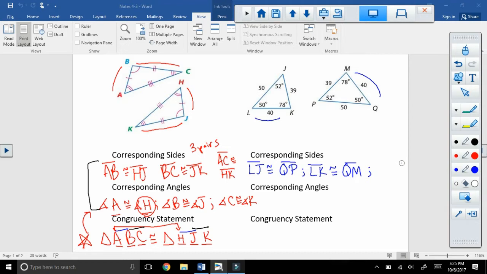And then let's see, lastly, what other one do we have to do? We have JK. So segment JK is congruent to segment PM.